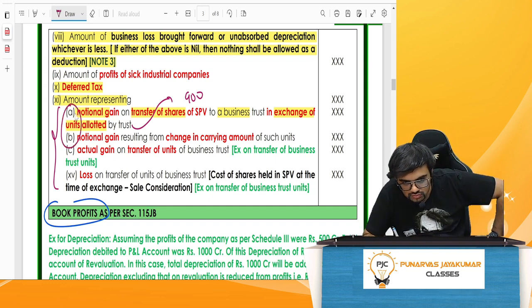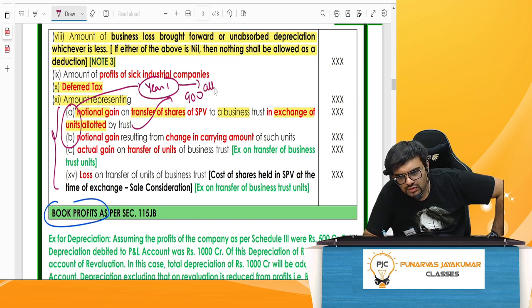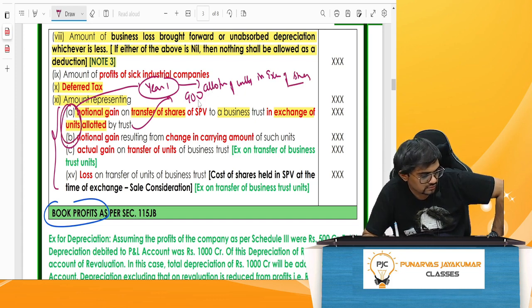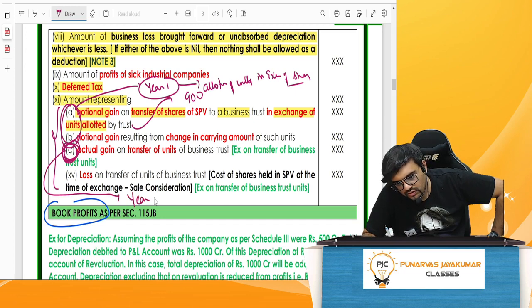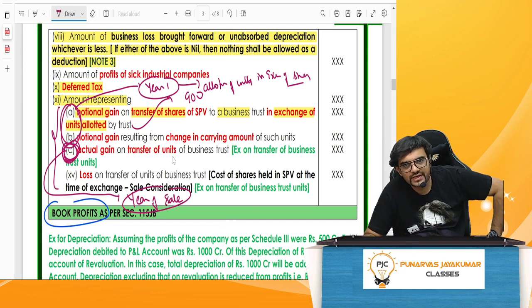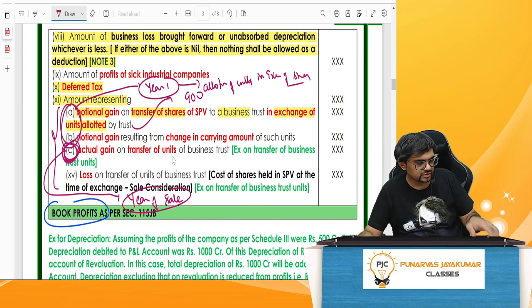This A and B will be year 1. What is year 1? Allotment of units in exchange of shares. That I have to subtract. This one, C, will be the year of sale. When those units are sold, this has to be taken into account. You see how it works.